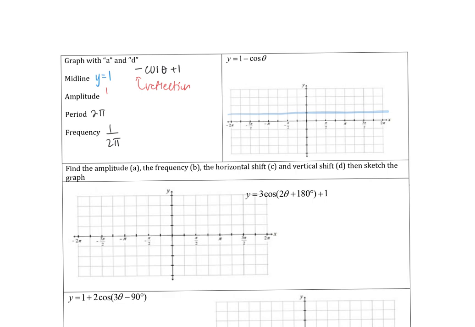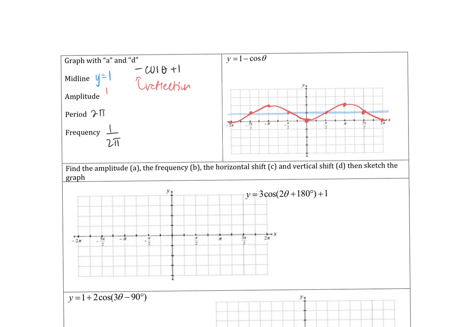So cosine function starts up the amplitude, but this is a reflection. So we're going to start down 1 from the midline. Pi over 2, hit the midline. Pi, we're going up the amplitude. 3 pi over 2 midline, 2 pi down the amplitude because we're doing the opposite. And there's one full rotation of that cosine graph, and we can go the other direction also to get 2 full rotations if we would like.